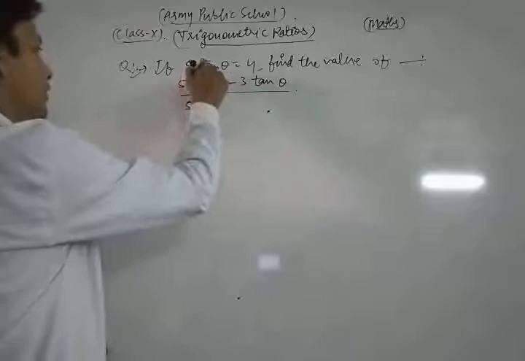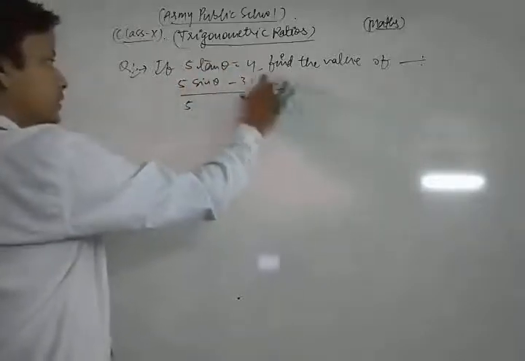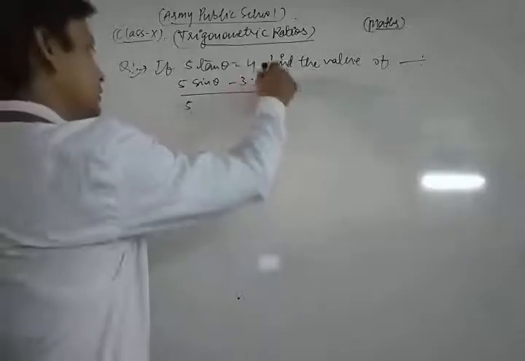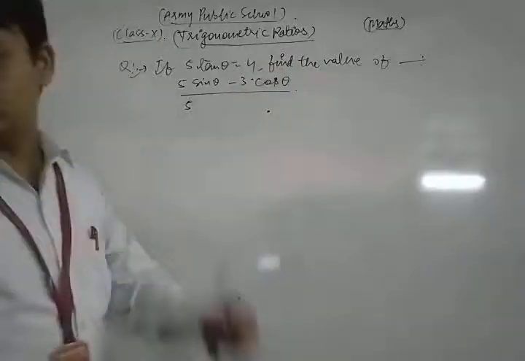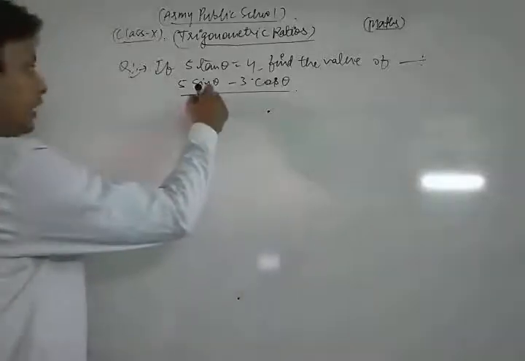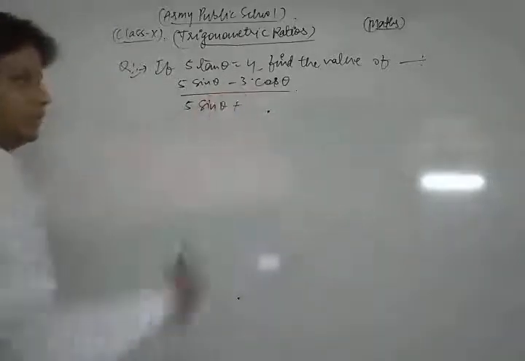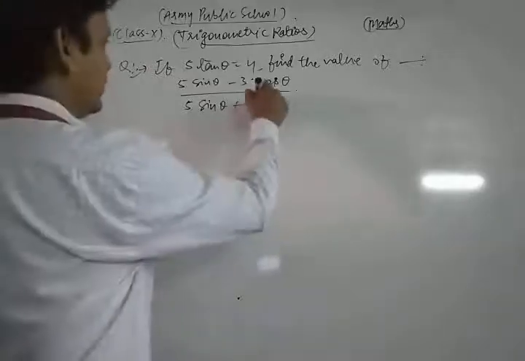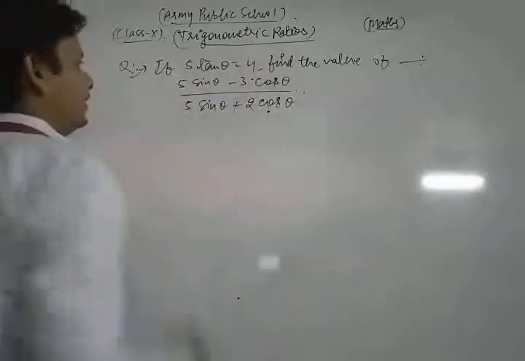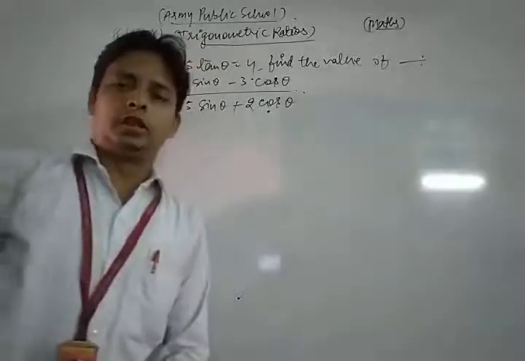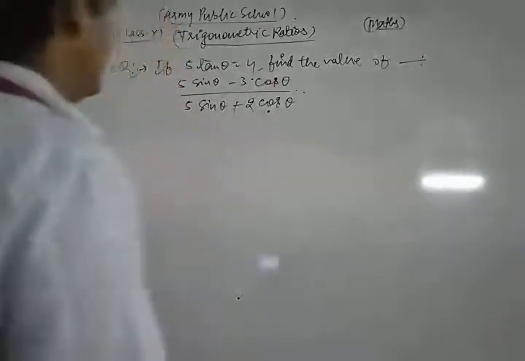This is (5 sin theta minus 3 cos theta) upon (5 sin theta plus 2 cos theta). We find the value of this expression. Now look what I do for that. So let's see its solution.